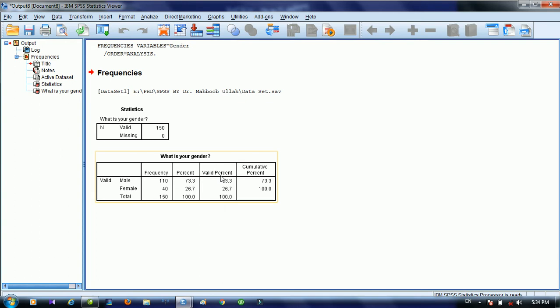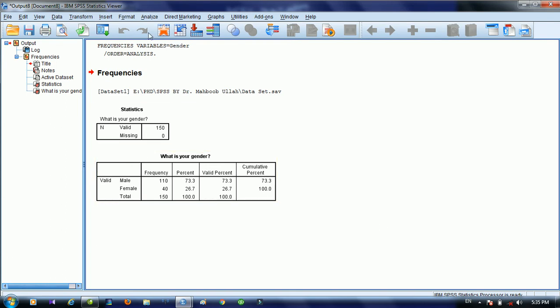In the next column you can see valid percent. Valid percent takes into account only the valid responses. Had there been any missing responses? No, that is 0. So of course the valid percent is the same as the percent. And in the next column we have cumulative percent. Cumulative percent is the running sum of the categories in their respective order. So 73, then 73 plus 26.7, that turns to 100. So this was about the frequency.